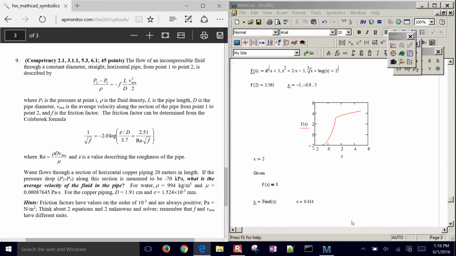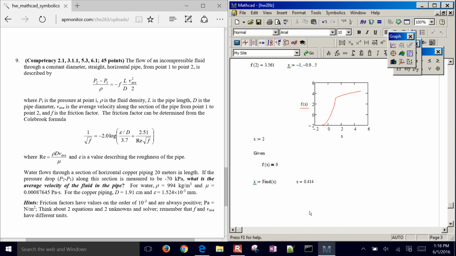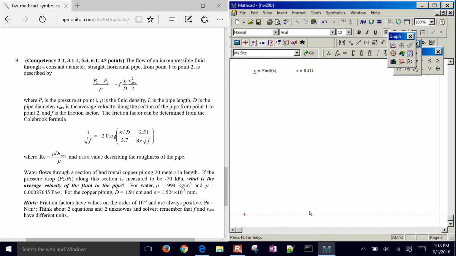Let's go on to 9. So this one's just a little bit more, just a little bit more complex. And what I'll do is just let's come down here, create a little bit of space in our sheet. Okay, and we'll do problem 9.